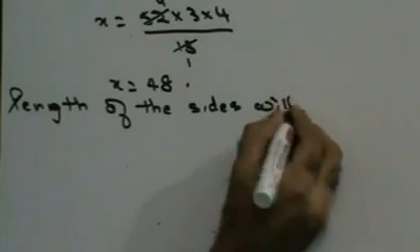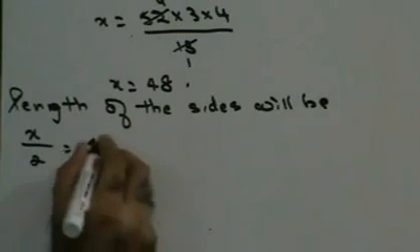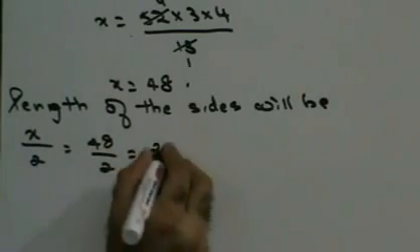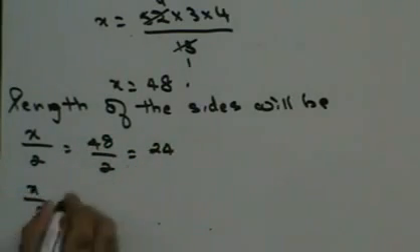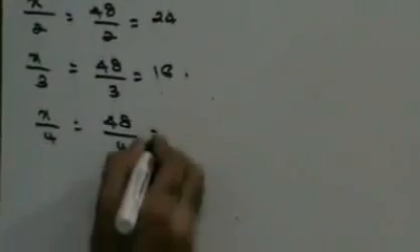will be, first is x upon 2, so that's 48 upon 2, that's 24, x upon 3, 48 upon 3, that is 16 and x upon 4, that's 48 upon 4, that is 12. So length of the smallest side is 12.